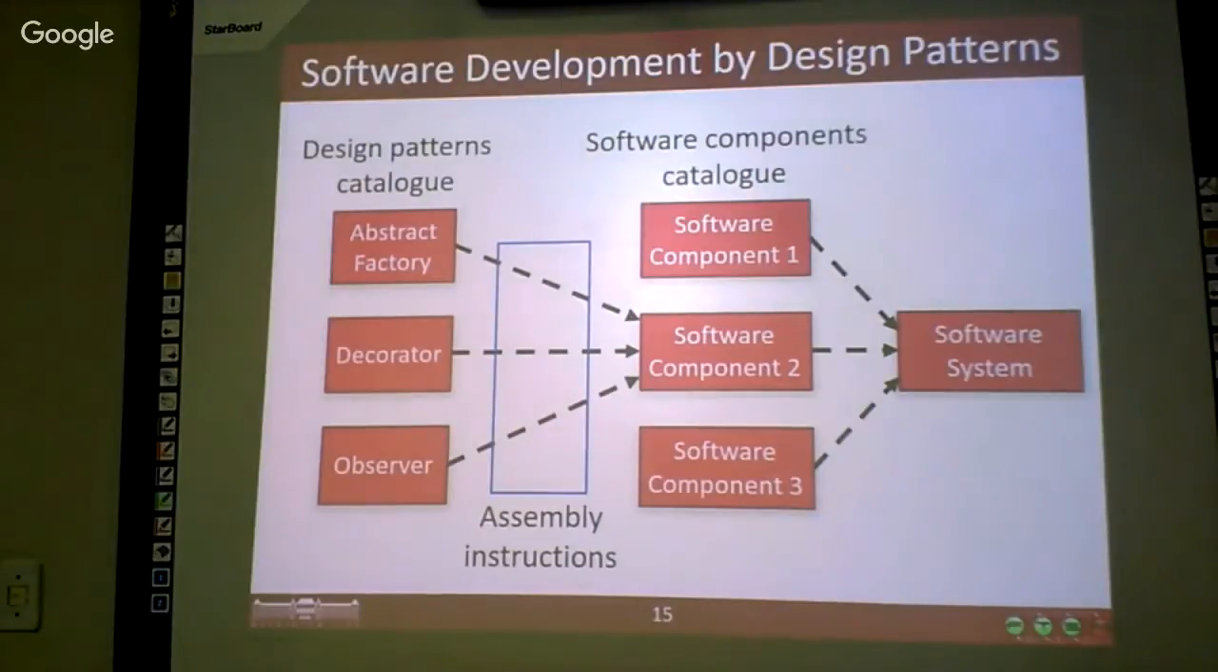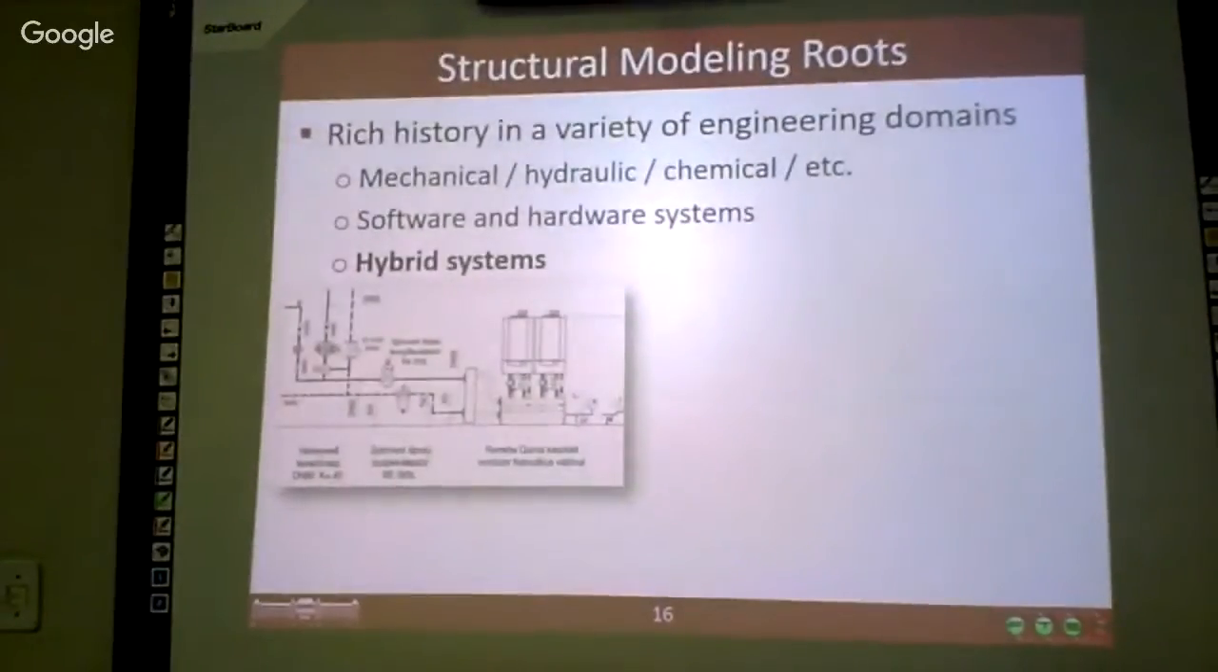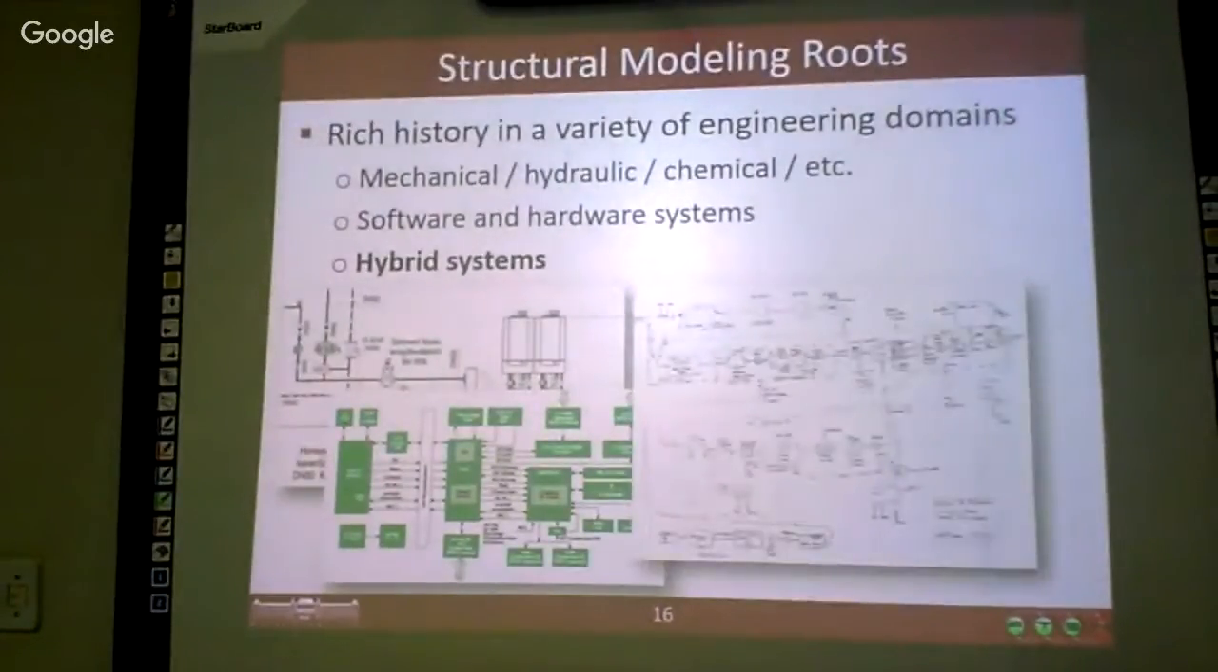So you can use them both. They have their advantages and disadvantages, and when you decide to use one, you have to take this information into account. Okay, so this was a general introduction, but now let's go into structural modeling.